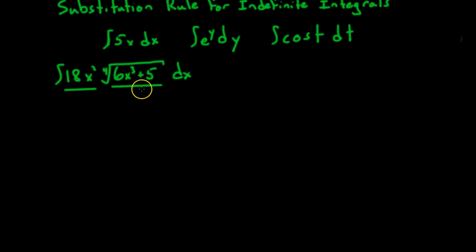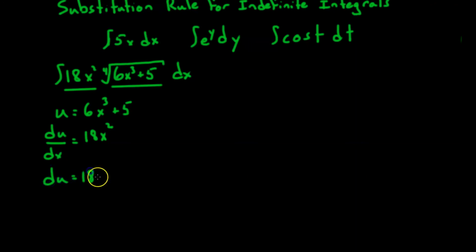So let's do a substitution. I'm going to call this u, as in the letter u, is 6x cubed plus 5. Now I'm going to find the derivative of that. So the derivative of u with respect to x is 18x squared. If I multiply both sides by dx, I get du equals 18x squared times dx. So now this whole integral here, I can rewrite.